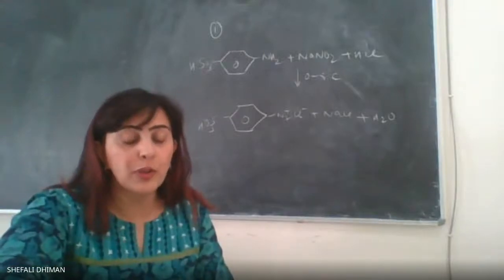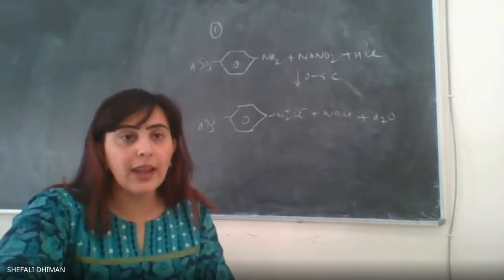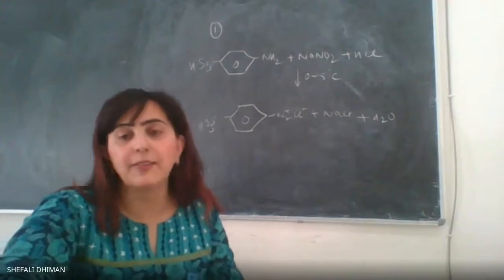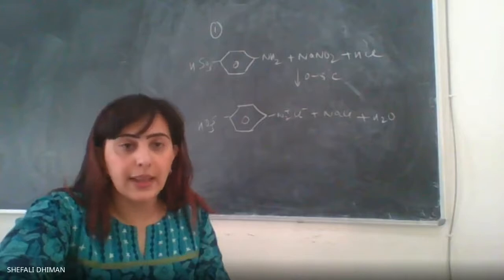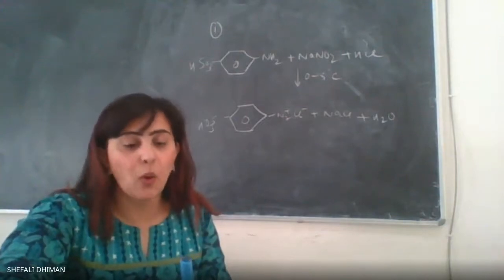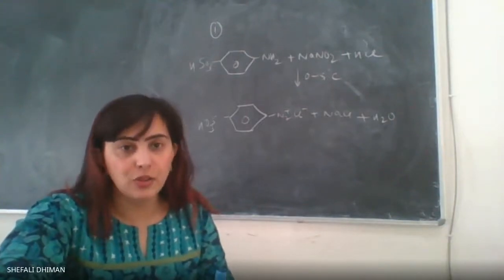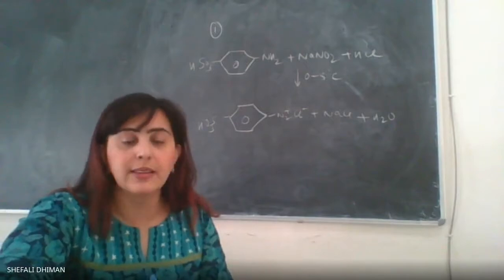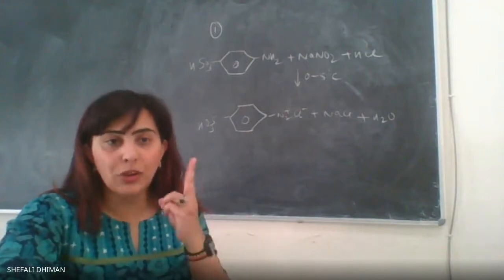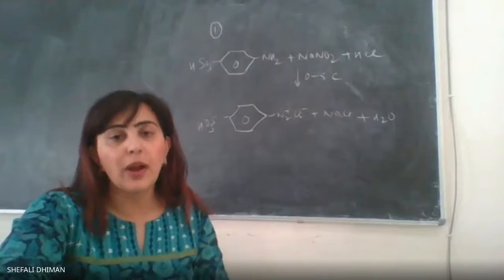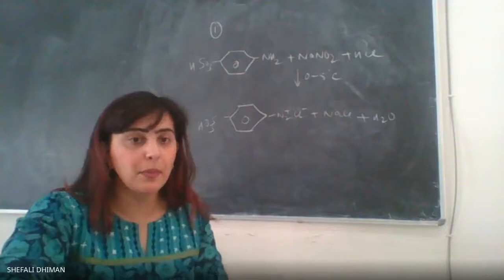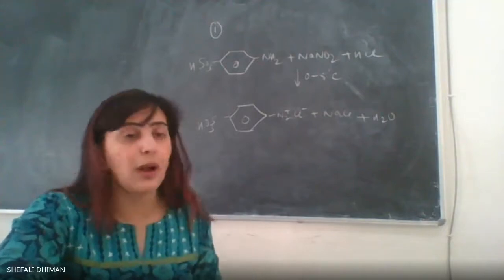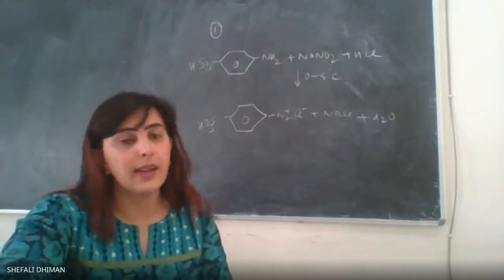A pure sample of methyl orange from N,N-dimethylaniline and sulfanilic acid. So we are doing the preparation of a dye which is called methyl orange using a reaction which is diazotization and coupling. We'll be doing two different kinds of reactions. One is the formation of the diazonium salt, and in the second step, the diazonium salt will undergo a coupling reaction to form the dye.